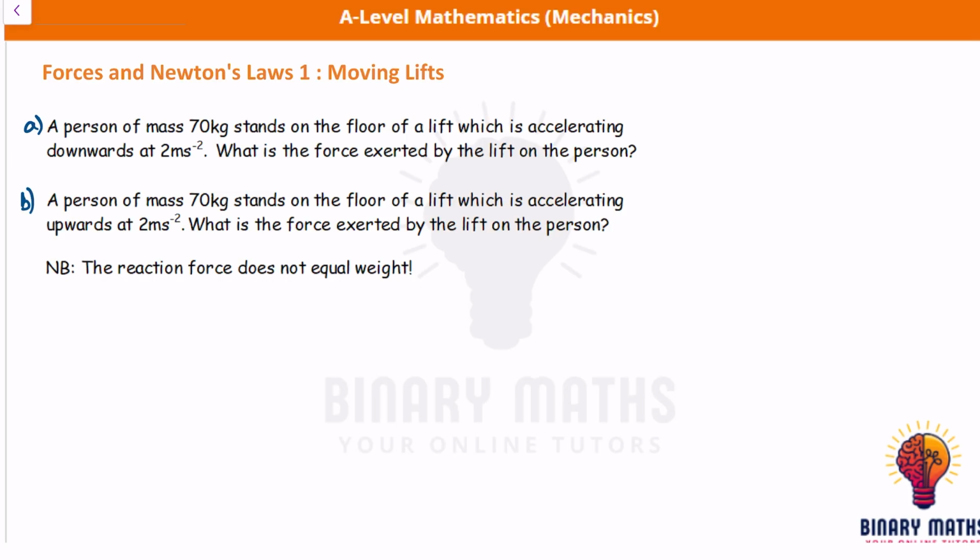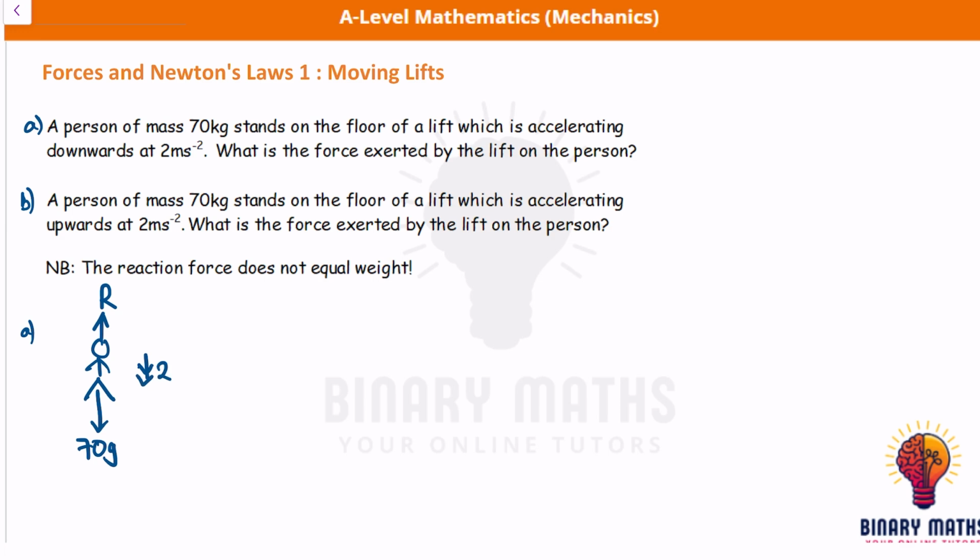A person of mass 70 kg stands on the floor of a lift which is accelerating downwards at 2 meters per second squared. What is the force exerted by the lift on the person? So for A, we've got a person. The person weighs 70 kg, so the weight is 70 times g, so 70g. It's a reaction force from the lift, obviously. So the lift is exerting a force on the person. This is what we're trying to find, which is R. And they're accelerating downwards at 2 meters per second squared.